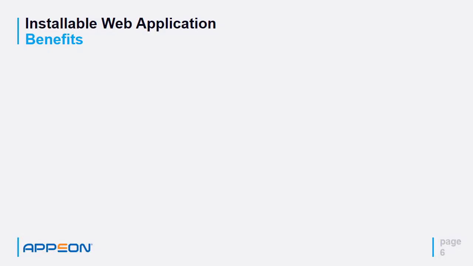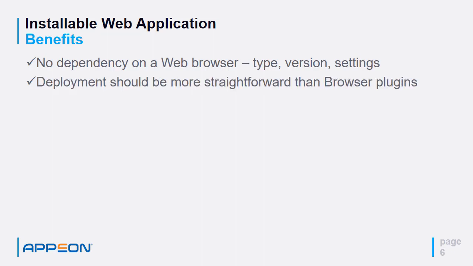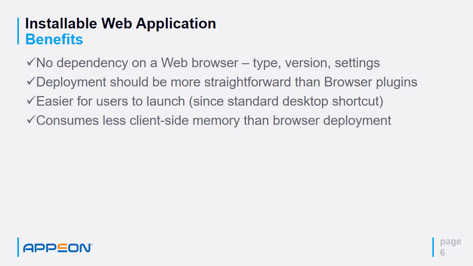So what are the benefits of an installable web application? There's no dependency anymore in using a web browser, especially the type, version, and settings of the web browser. And no plugin is required as well, so deployment should be much more straightforward using IWA. It's easier for users to launch since it provides a standard desktop shortcut. It consumes less client-side memory than a browser deployment.